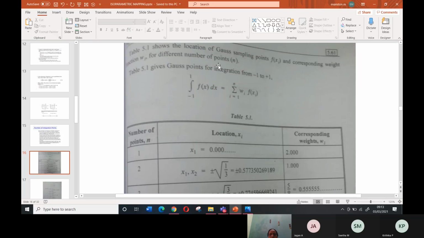Put the title as Gaussian quadrature, and write this function and how it is being handled by Gauss quadrature. That is a weight coefficient into the function. Just copy down this one.